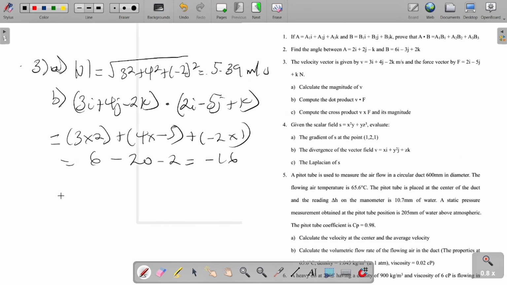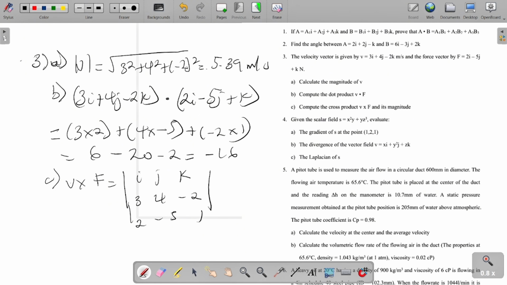And for C, they ask us to evaluate the cross product of the two vectors, and also evaluate the magnitude of the resulting cross product. So here you can see V cross F. Using the determinant approach to calculate it, we'll be having this over here.